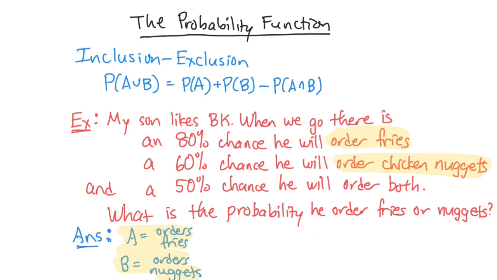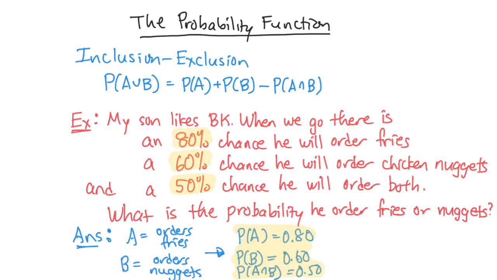So let's write the question down by parts. First, what are the events we're considering? One of the events is that he orders fries. Another event is that he orders chicken nuggets. So I'm going to call those events A and B. Next, let's look at the numbers given. 80% chance of event A, 60% chance of event B, and a 50% chance that both of them happened.